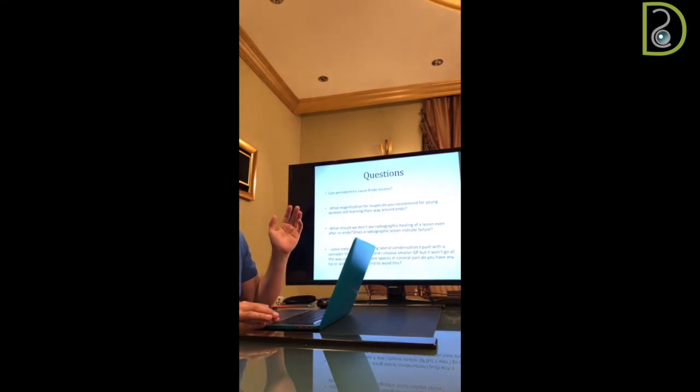First question is, can periodontitis cause an endodontic lesion? Of course, we have perio-endo lesions and we have endo-perio lesions. There is a communication between the periodontium and the root canal system by the dentinal tubules or by pockets or periodontium around the tooth. So always we have a good communication between endo and perio, of course.